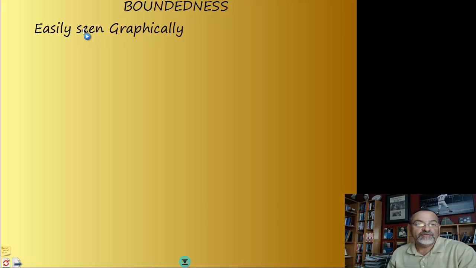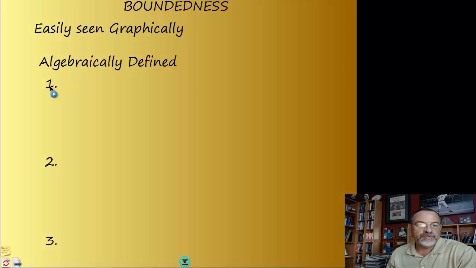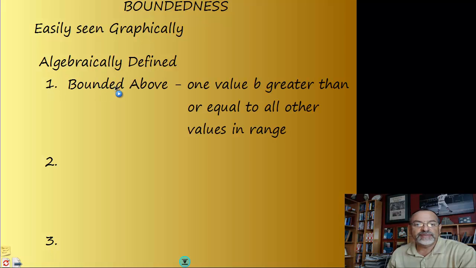And looking at a graph, it's pretty easily seen because you can tell if it reaches a height that it never goes above that or below. There's three types of boundedness. Bounded above means there's one value in the range that's higher than any other value.